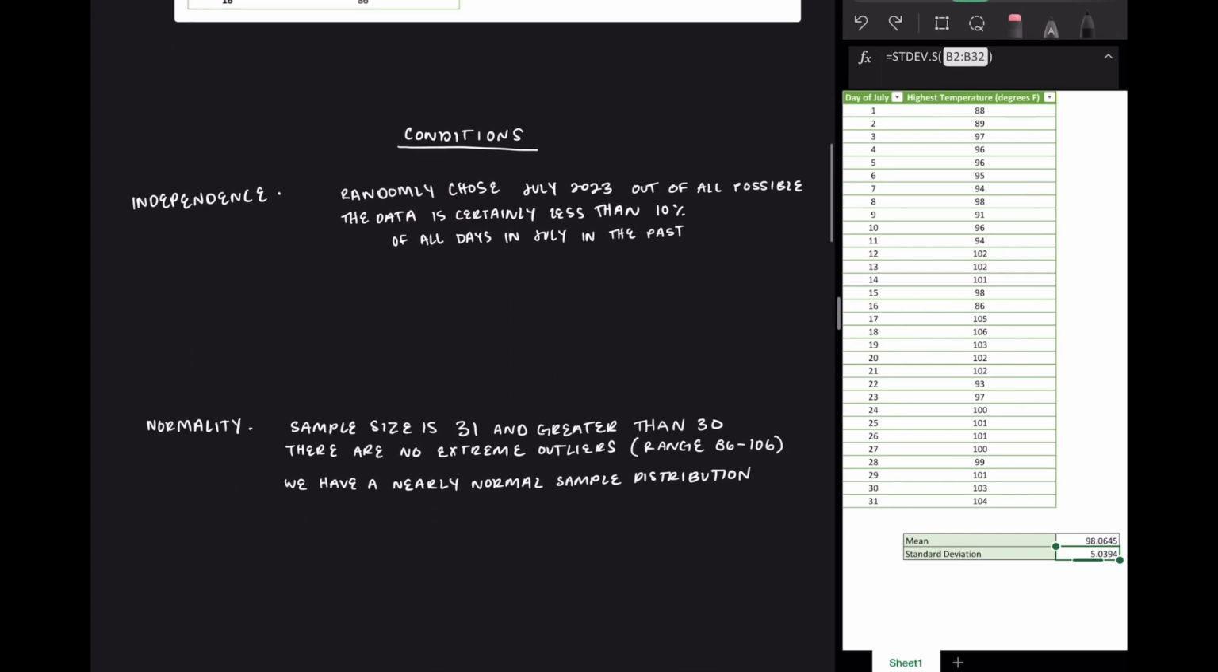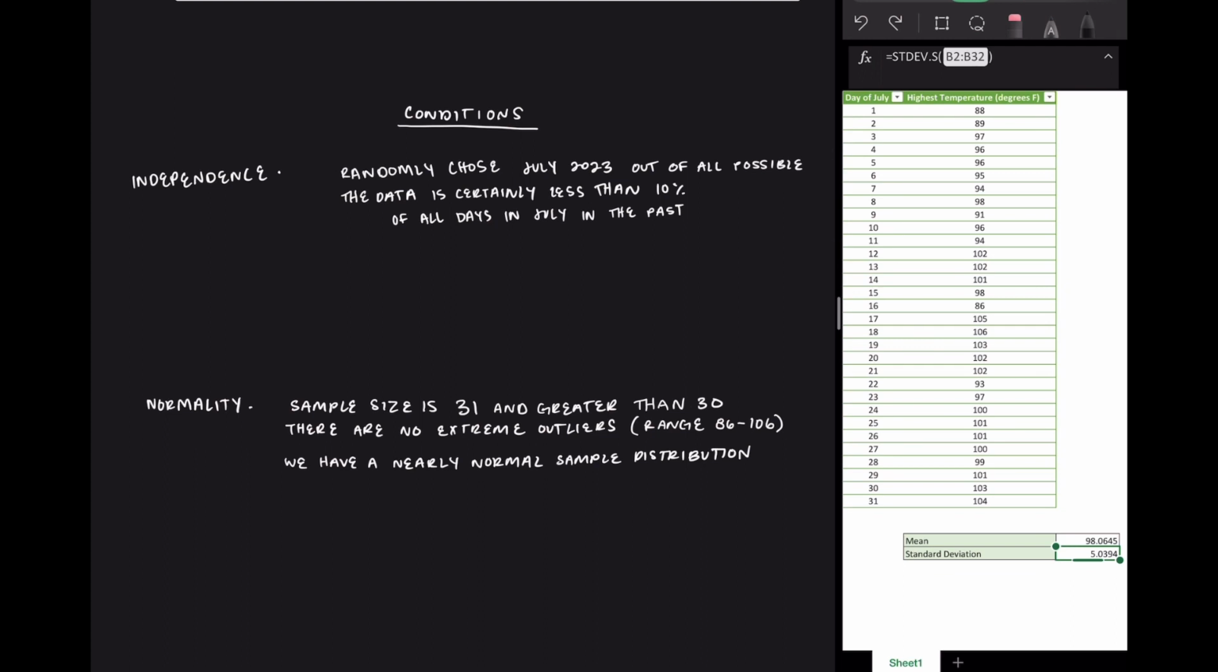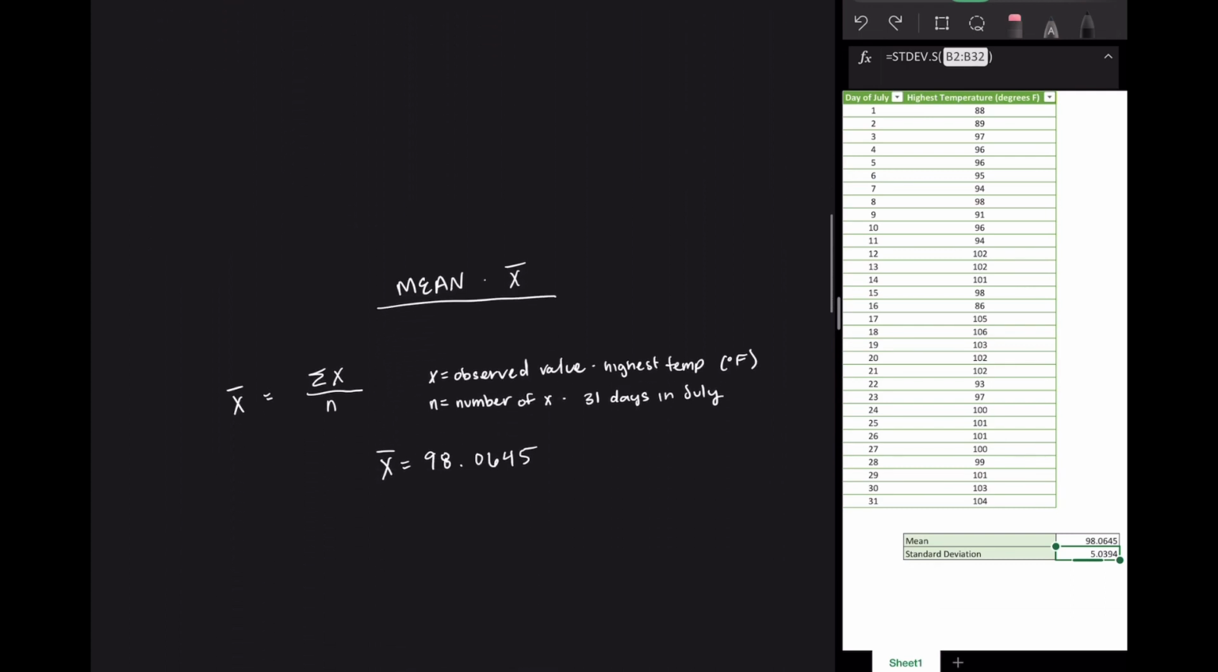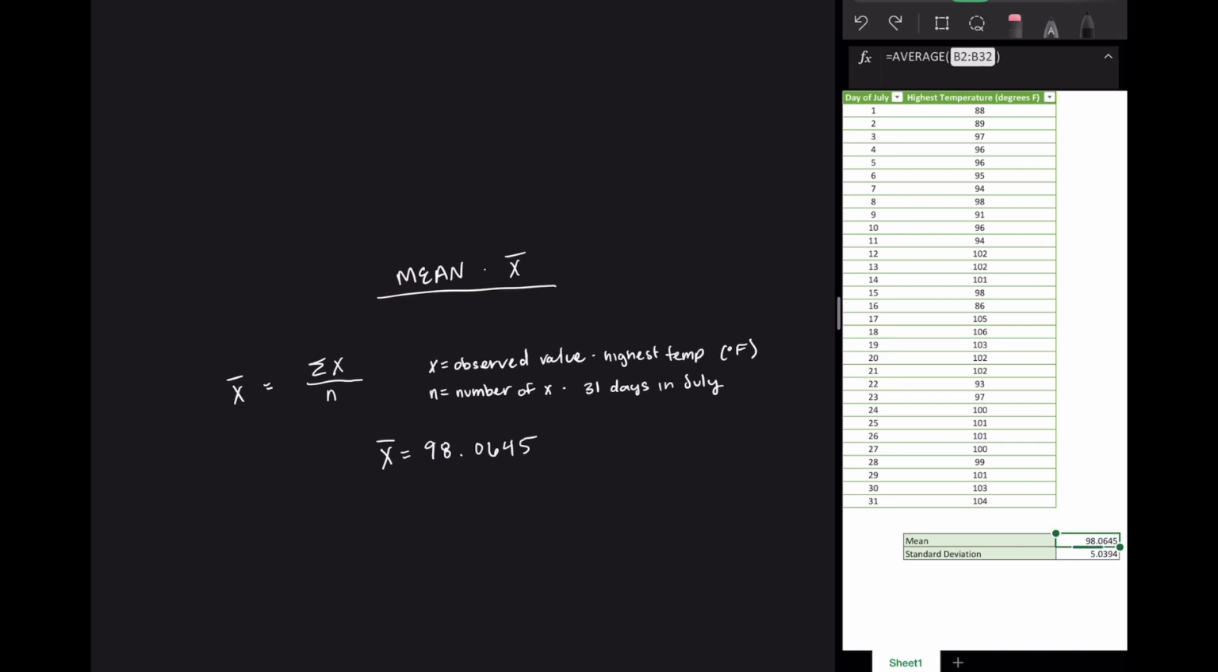I tested the conditions for a 95% confidence interval. For independence, I randomly chose 2023 out of any year I could have chosen, and these 31 days of July do represent less than 10% of all the past days of July. For normality, our sample size of 31 is greater than 30 with no extreme outliers, giving us a nearly normal sample distribution. This is the equation for our mean.